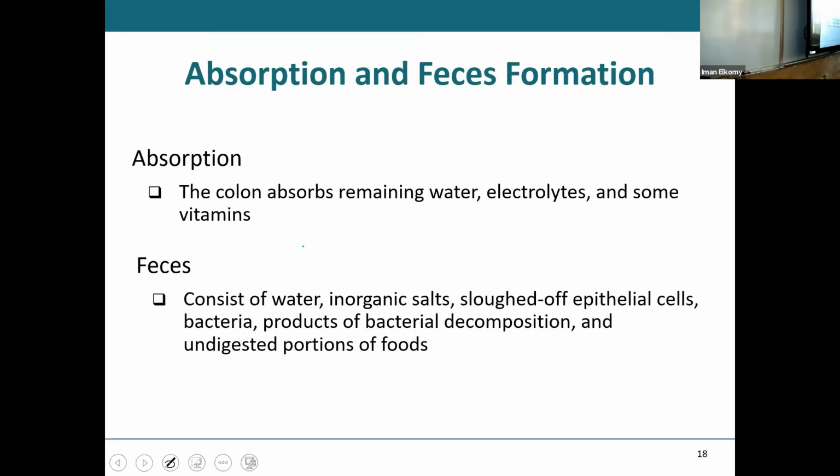Okay, absorption. We're going to absorb whatever's left of water, that 10% that's remaining that our body needs, along with those vitamins and some electrolytes. That's it.